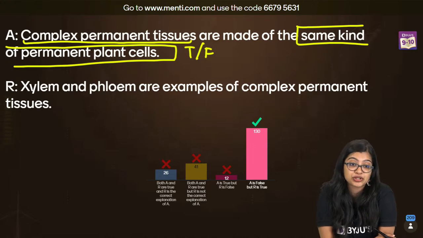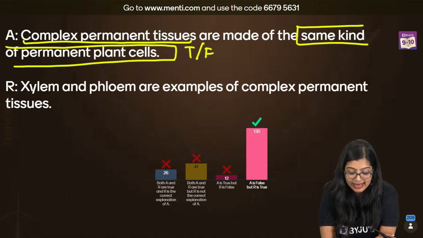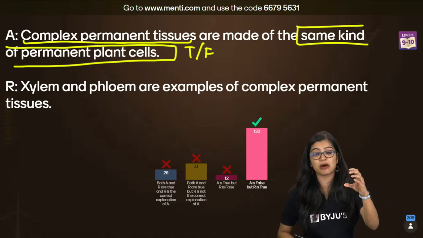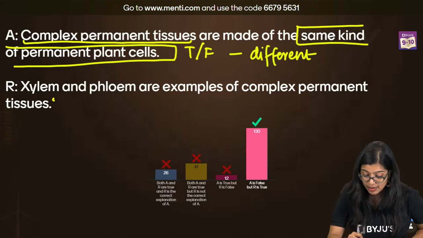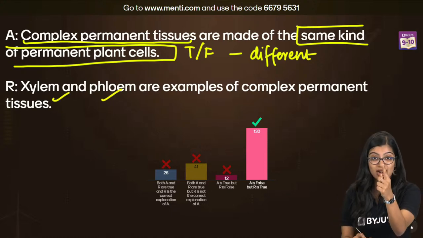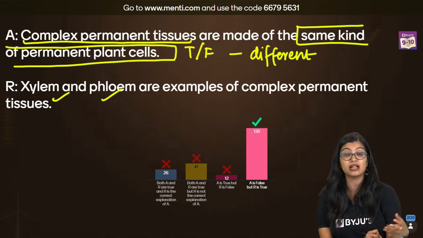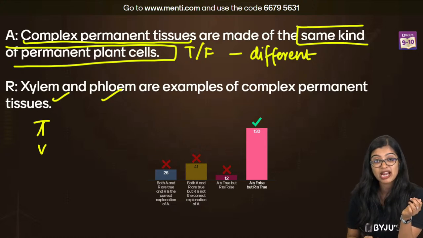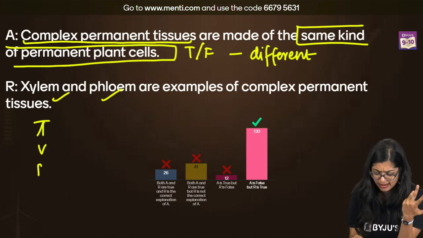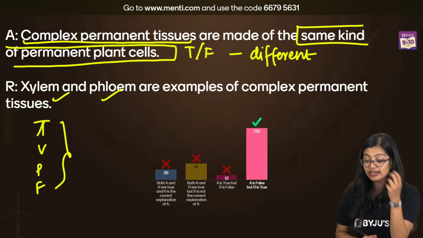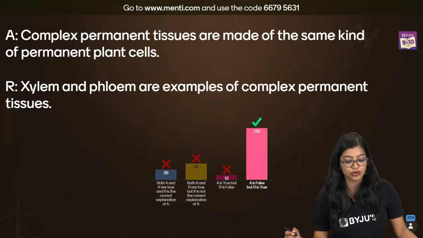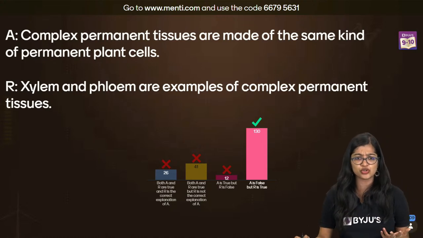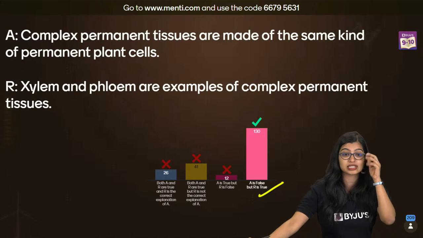How do we define complex permanent tissue? Exactly. Complex permanent tissue gets its name complex in the first place because it is made up of different kinds of cells. So your xylem and phloem are examples. If you look at the composition of xylem, it is not made up of one kind of cell. Unlike your parenchyma, which is made up of the same kind of cell, your xylem is made up of tracheids, vessels, parenchyma, and of course xylem fibers. So it's made up of four different kinds of cells. This statement in itself is false, but at the same time, the reason says that xylem and phloem are examples, which is also true, which is why the correct answer is option D.